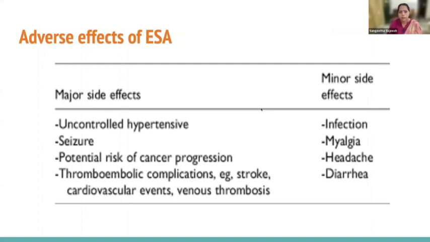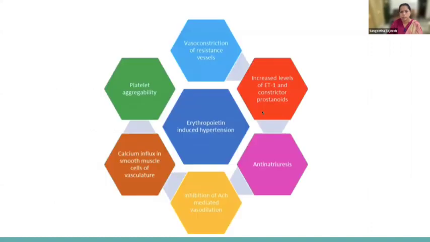So major side effects, one is hypertension. We all know that hypertension is a major adverse effect of erythropoietin stimulating agents. Then there are other problems like seizure, potential risk of cancer progression, thromboembolic complications like stroke, cardiovascular events, venous thrombosis. Then minor side effects are infection, myalgia, headache, diarrhea, etc.